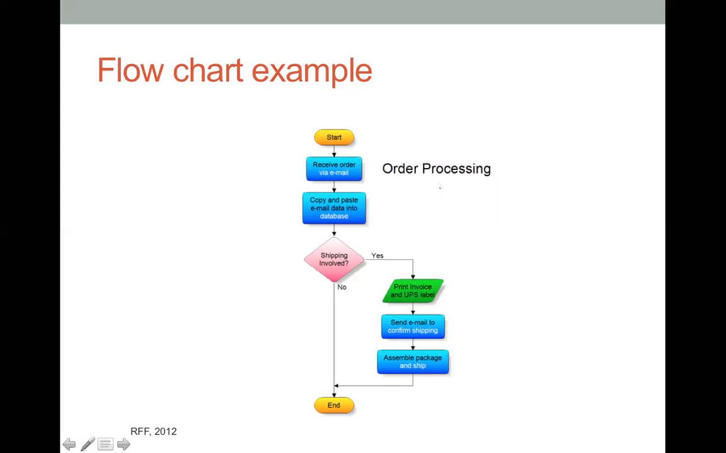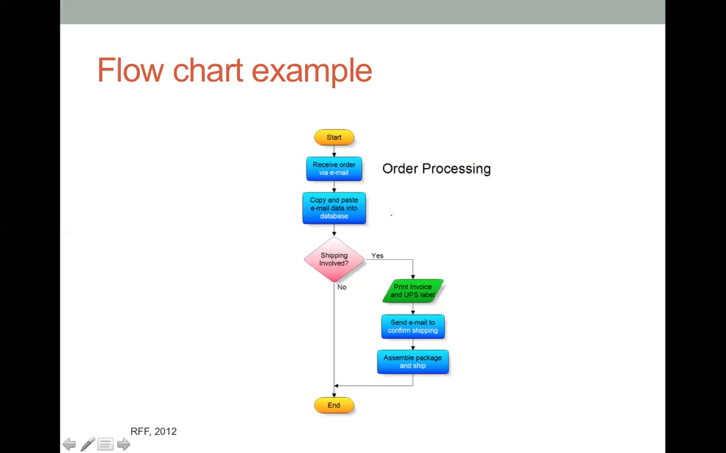So order processing. Start here. We receive an order via email. Copy and paste the email data into the database. Do we need to ship them, or will the customers come to our place to collect the order? If we don't need the shipment, then that is the end of the process. See, this is conditional. If yes, we need to ship the product, so we follow this process again: print the invoice and UPS label. UPS is the courier. Send an email to confirm shipping, then assemble, package, and ship the product to the customers.